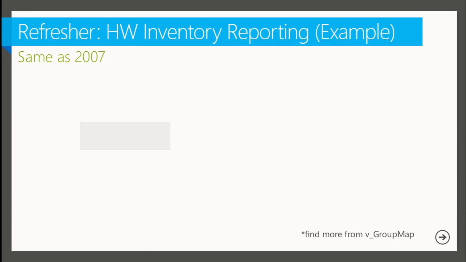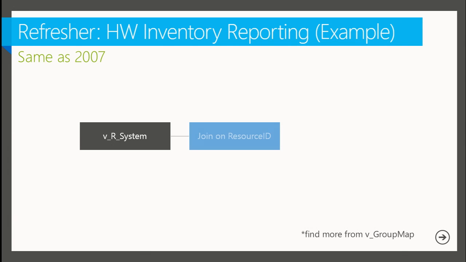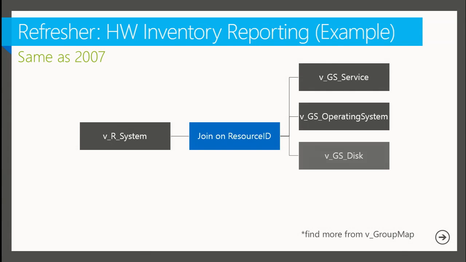Again, this is our example. The other ones will form like this. So the joins are in blue, associated views that you join from. So in this case, we're going from computers in VR system, and we're going out to service, operating system, disk, and any other hardware inventory table that we have.